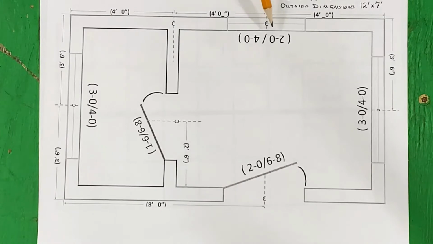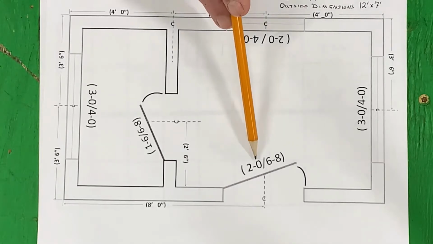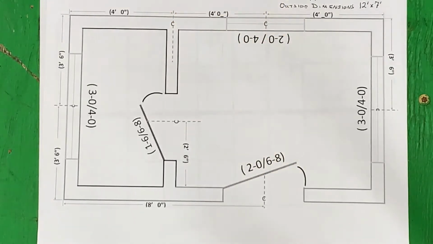If you look at this window, it says 2040. That means it's 2 feet wide, 4 feet high. This door is a 2068, 2 feet wide, 6'8" high. And that's how all dimensions are written in the construction world.